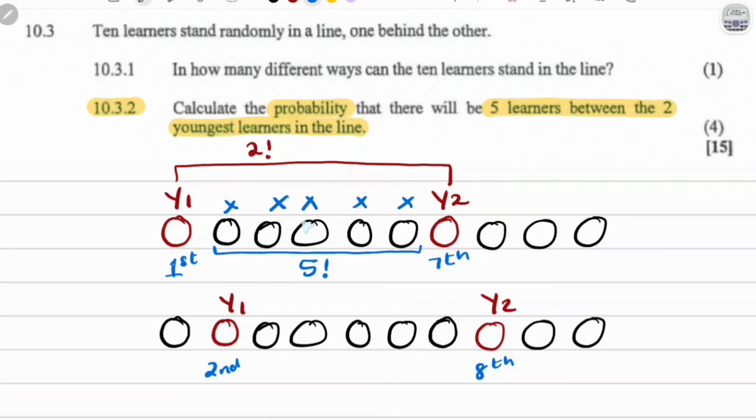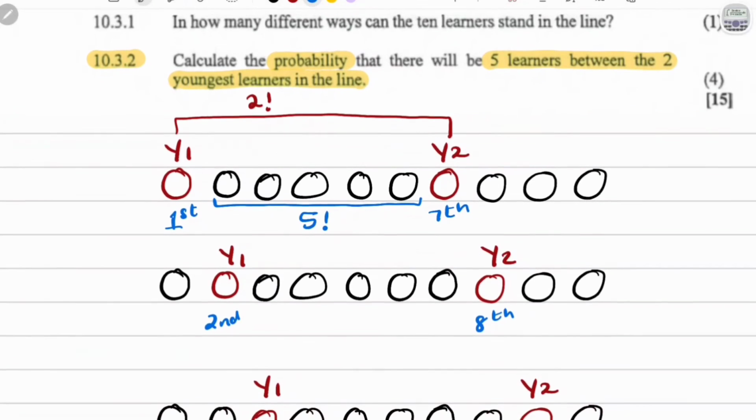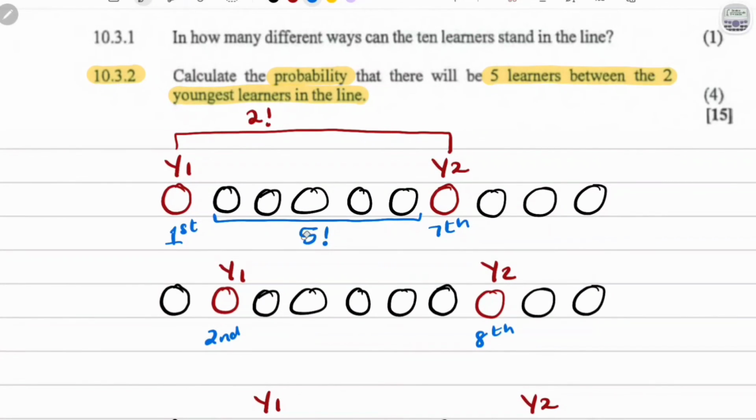Only these 5 learners can be standing in between them. It doesn't say that. So with that being said, it means that, for example, this learner could be one of the 5 learners here as well. And this learner could also be one of the 5 learners here. And that's the reason I keep on not wanting to say 5 factorial, because 5 factorial means you're creating a group. You're saying these 5 particular learners must stand in between the first and the second youngest learner.